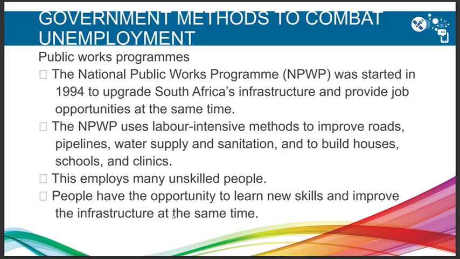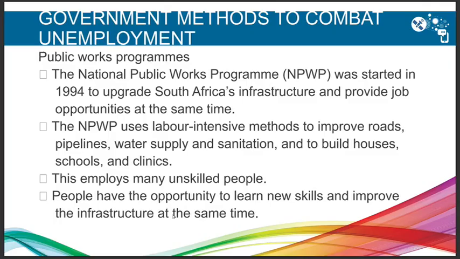There is the Public Works Program. The National Public Works Program, the NPWP, was started in 1994 to upgrade South Africa's infrastructure and provide job opportunities at the same time. The NPWP uses labor-intensive methods to improve roads, pipelines, water supply and sanitation, and to build houses, schools, and clinics. This employs many unskilled people. People have the opportunity to learn new skills and improve the infrastructure at the same time.